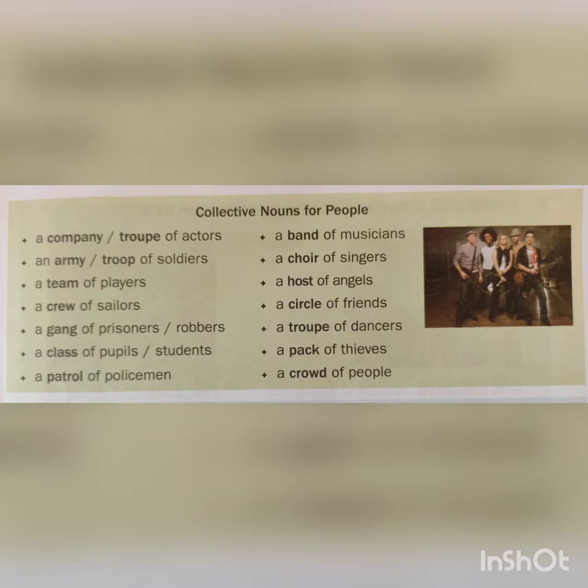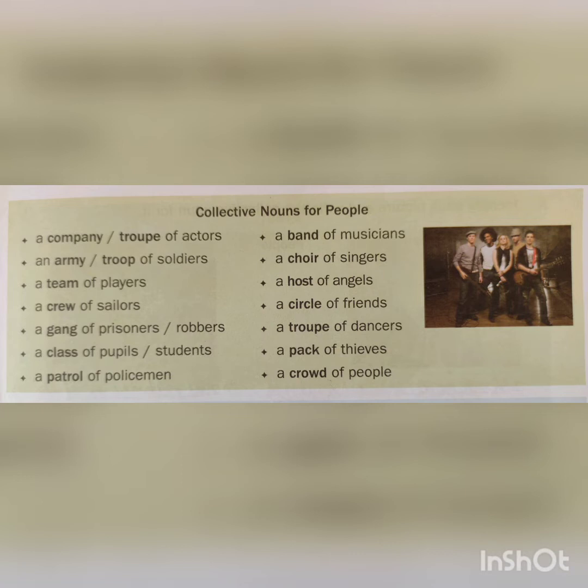So these are a few examples of collective nouns referring to people. A company or troupe of actors. Company or troupe, the word is referring to the collective noun for people. Here the people are the actors. A company means a group of individuals engaged together. Troupe means a group of dancers, actors or other entertainers who tour to different venues.